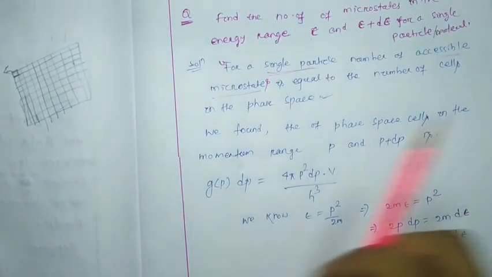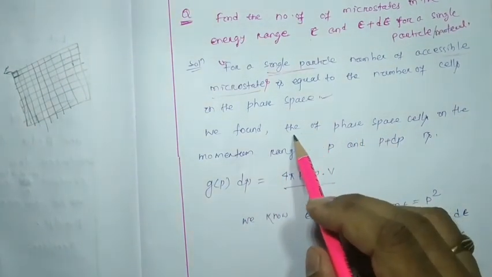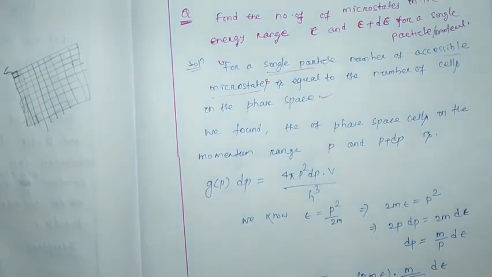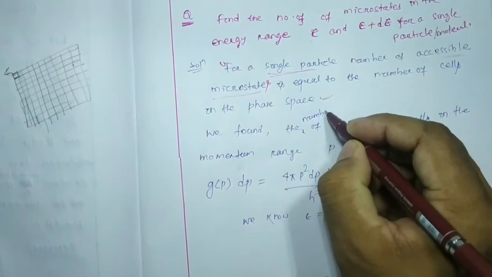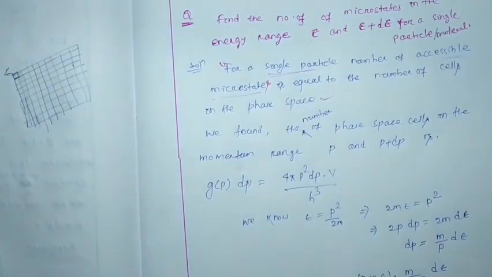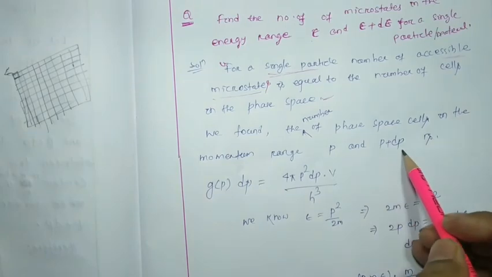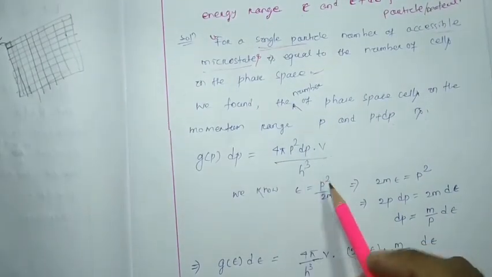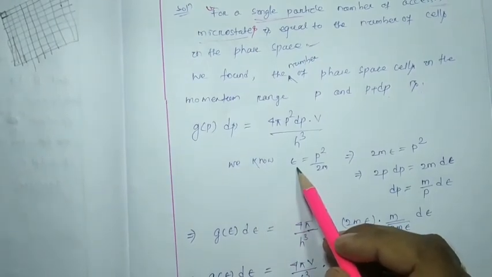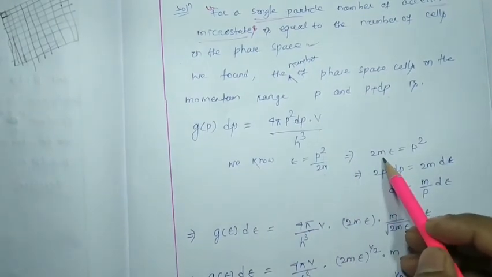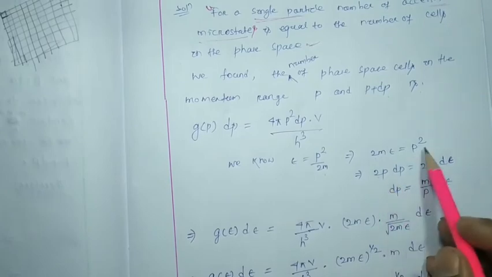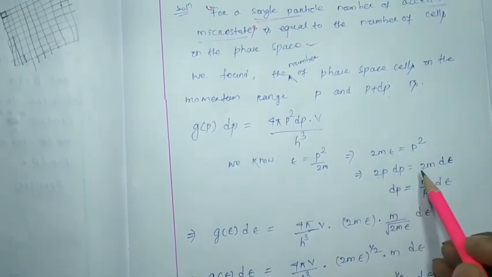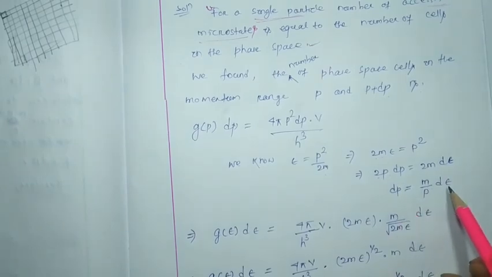Now we found that the number of phase space cells in the momentum range P and P plus dP is G(p) dP, which is 4 pi P square dP into V by h cube. And we know that the kinetic energy epsilon equals P square by 2m. That implies 2m epsilon equals P square. Differentiate both sides: 2P dP equals 2m d epsilon, so dP equals m by P d epsilon.